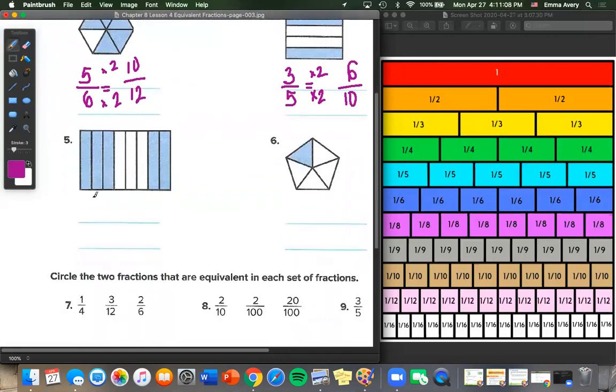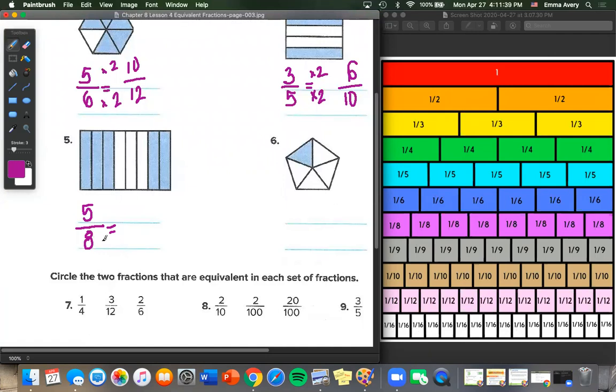Let's go to number 5. We have 1, 2, 3, 4, 5, 6, 7, 8 pieces. So 8 is our denominator, and 1, 2, 3, 4, 5 are colored in. So let's use our chart over here. 1, 2, 3, 4, 5. So if we go down, do any of these match up? Yep. We go all the way down to 16ths, but that's a whole lot to count up.